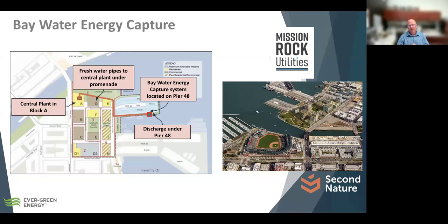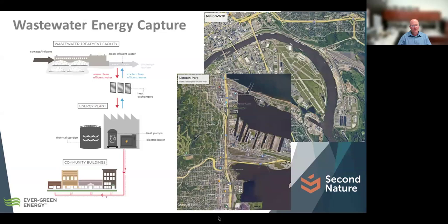At full build out of the campus, we will be pulling bay water out from underneath Pier 48, running it through a heat exchanger, and then using that tempered water loop, roughly 55-degree water, to heat buildings in the heating season and cool buildings in the cooling season with water source heat pumps. Another example of Geo-Exchange, just using a different heat sink rather than the ground or aquifer water, using the San Francisco Bay water.